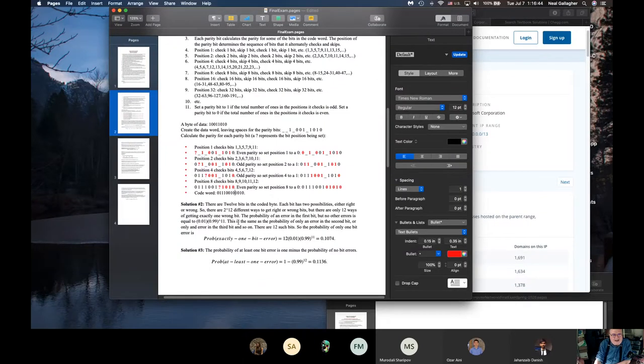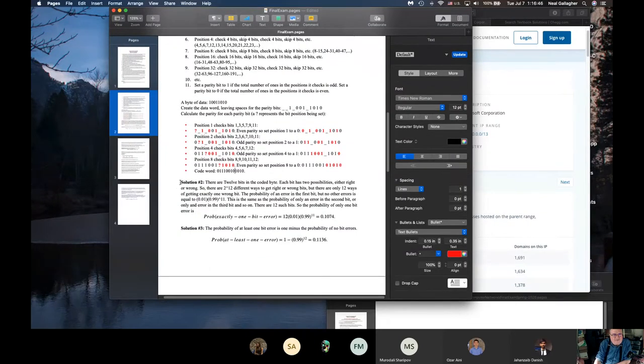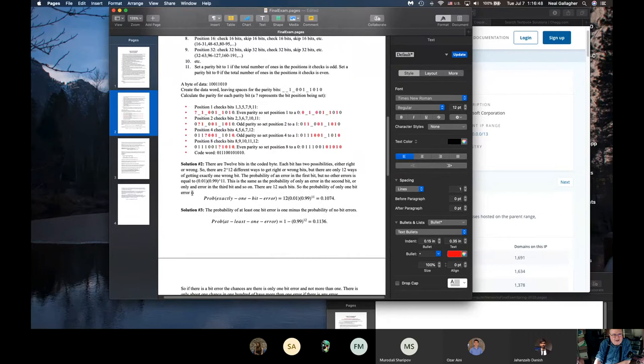That is what I have here. Hope solution number two, I wonder if I've gotten it right here. Okay, there are 12 bits in the coded byte. Each bit has two possibilities, either right or wrong. So there are 2 to the 12th different ways of getting right or wrong bits.